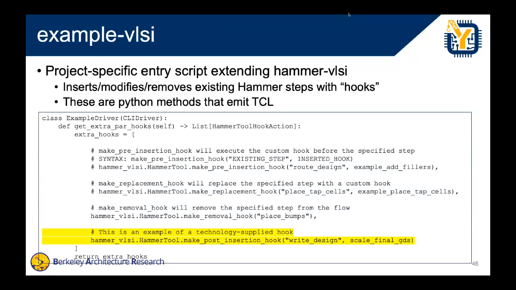And then in order to actually have it added at the end, we're going to ask Hammer to make a post insertion hook. So after write design happens, call this other function, scale final GDS. This is a look at what your example VLSI will look like, where you're adding your own custom hooks.